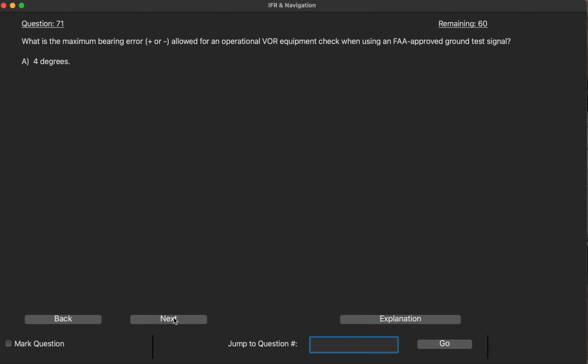The commercial written test questions for IFR and navigation section. What is the maximum bearing error, plus or minus, allowed for an operational VOR equipment check when using the FAA approved ground test signal? 4 degrees.